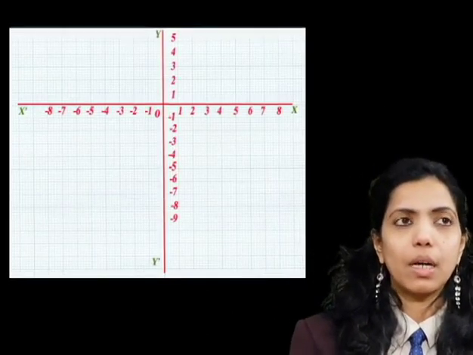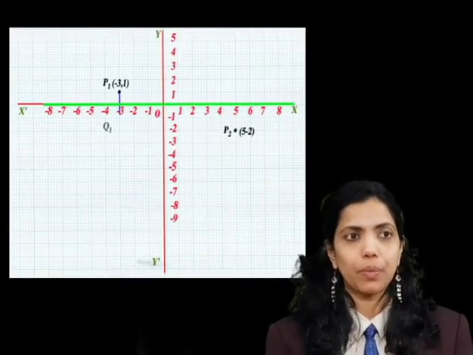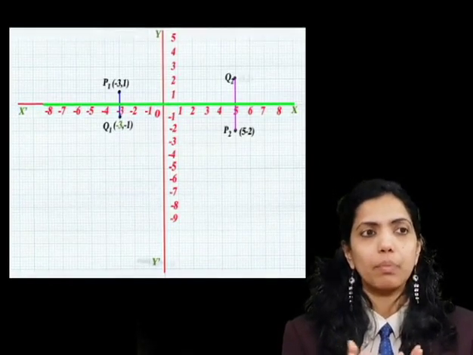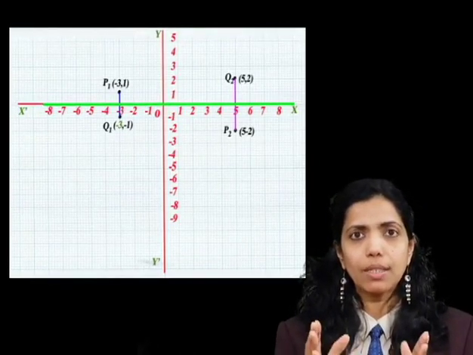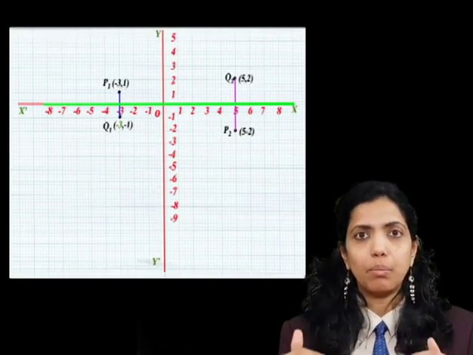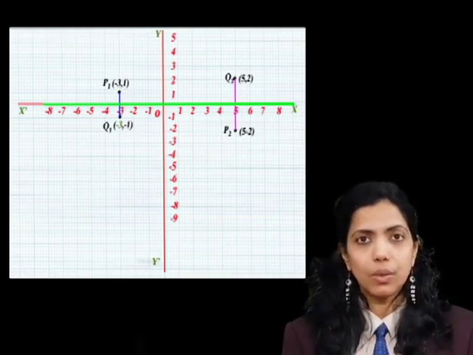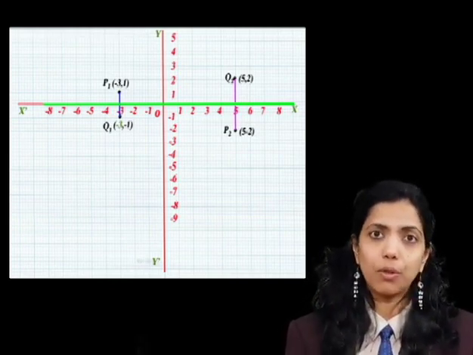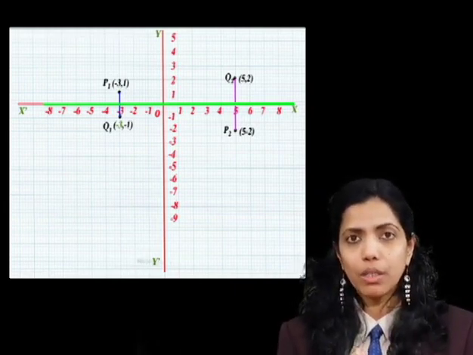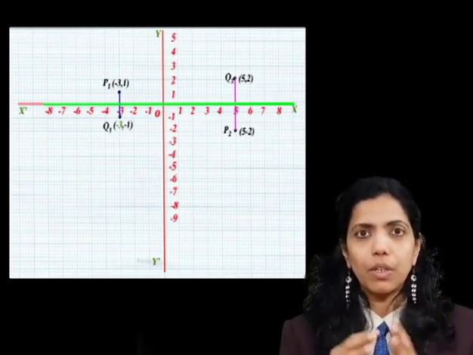So let's have an example for the mirror image about the x-axis. Let's take the points P1 (minus 3, 1) and P2 (5, minus 2). As I said, if we are considering the x-axis as the mirror line, there is no change for the x coordinate. Only the sign changes for the y coordinate. So again we are checking the point P1 (minus 3, 1). So what will be the coordinates of the mirror image?